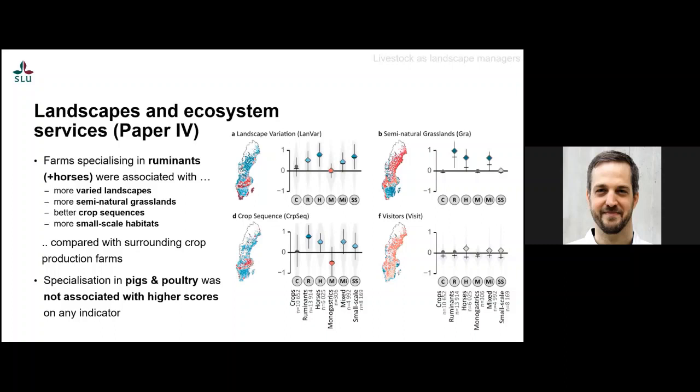Regarding this indicator for visitors and the other indicator we had relating mainly to cultural ecosystem services, here results were less conclusive, and we didn't find differences that were of a considerable effect size. So while ruminants were positively associated, we could not find any positive association with farms focusing on pig or poultry production compared to crop production farms on any of the indicators we assessed.